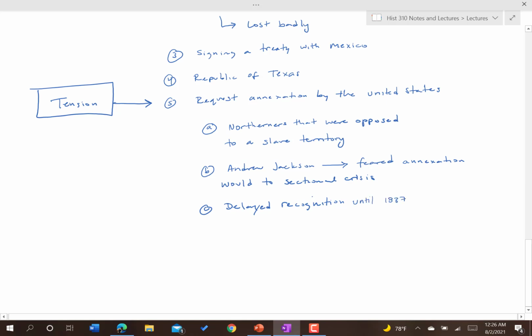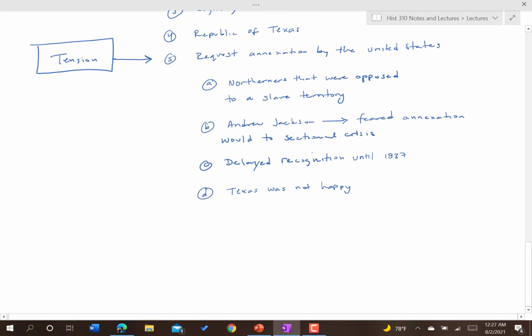Let's put that in there. There we go. And also, what it did do, which was interesting, in terms of trying to stall, it just stalled. But it did also create another issue, which was that Texas was not happy. And so they tried to go a different direction and said, fine, we will be our own country, right? We'll be our own independent country.